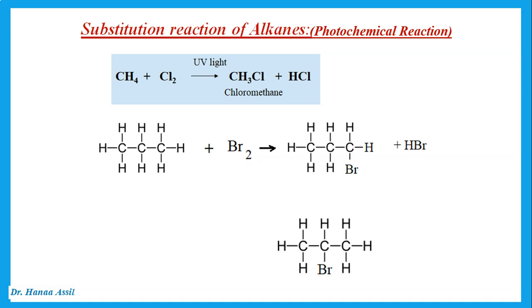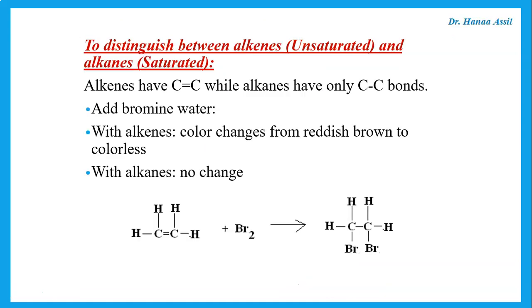So remember that we can remove any of these hydrogens and put one halogen instead of it. So for propane, I can either put it on one end, so that is called 1-bromopropane, or I can put it in the middle, on carbon number 2, so this is called 2-bromopropane. Of course, to test for alkenes or to test for unsaturation, we add bromine water. With alkenes, it changes from reddish brown to colorless, or from orange to colorless. With anything else like alkanes, there is no change.